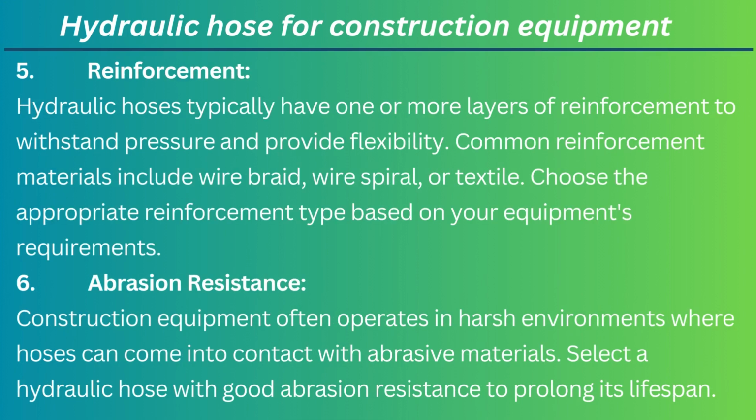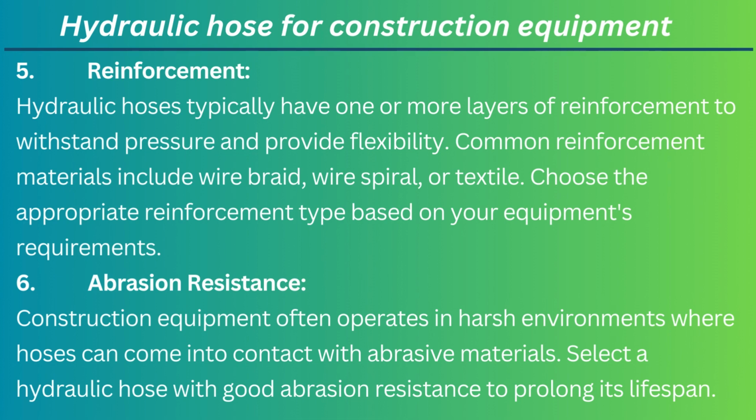5. Reinforcement. Hydraulic hoses typically have one or more layers of reinforcement to withstand pressure and provide flexibility. Common reinforcement materials include wire braid, wire spiral, or textile. Choose the appropriate reinforcement type based on your equipment's requirements.